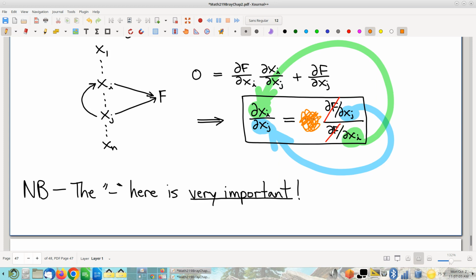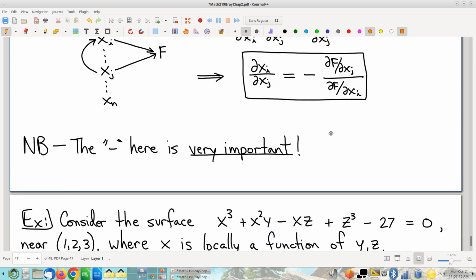So I make a big deal out of this in the hopes that as few people as possible will forget that minus sign. Okay. All right. Okay, so let's see an example.